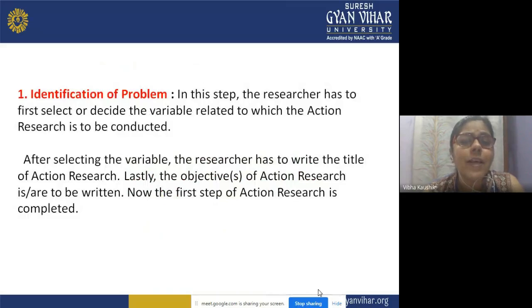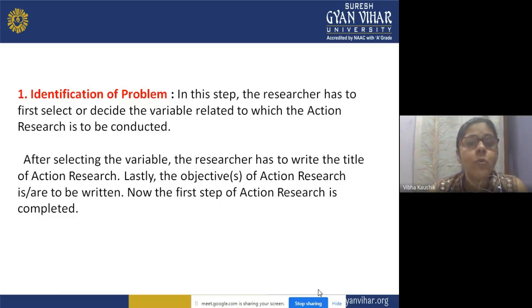Now the first one is identification of problem. Here you have to identify the problem which you are facing in the teaching learning process. It can be related to a discipline problem, it can be related to the pronunciation of the English language, or the pronunciation of the Hindi language, it can be anything. So first we have to identify, as a teacher or a researcher, what the problem is.